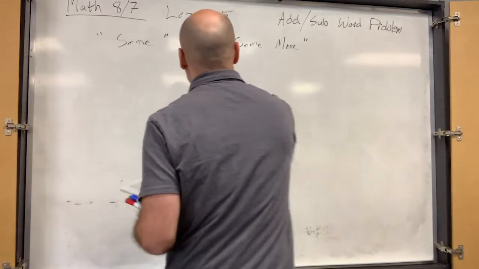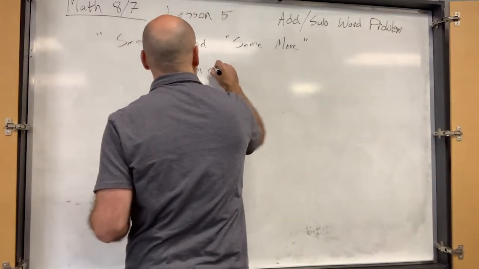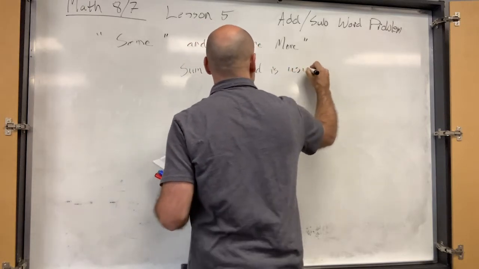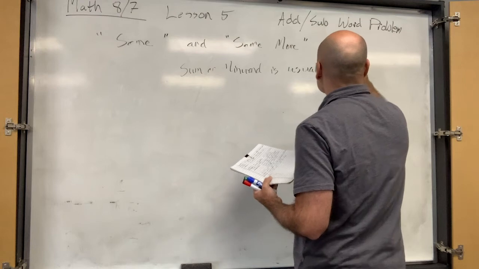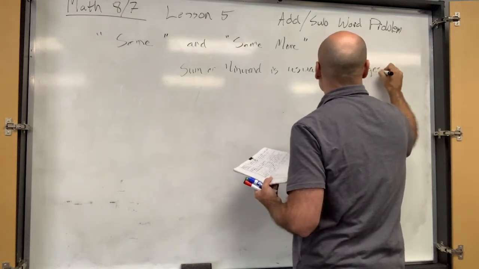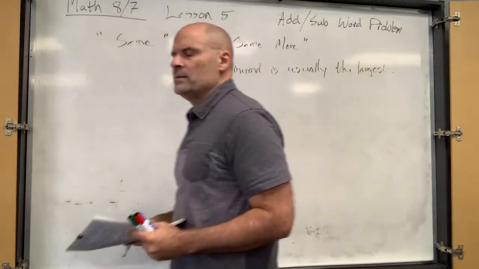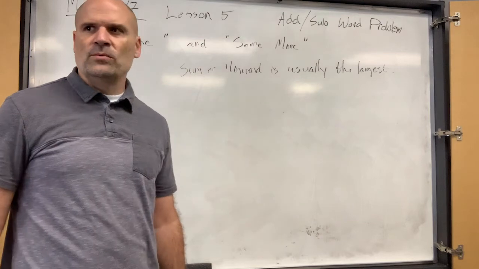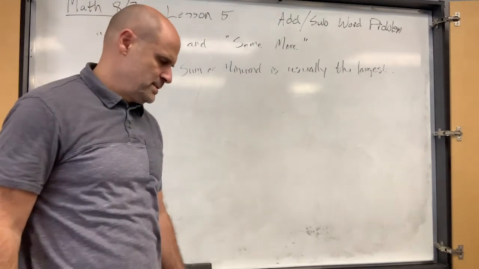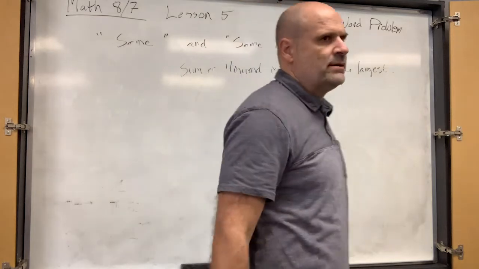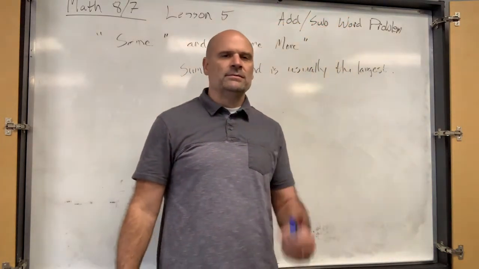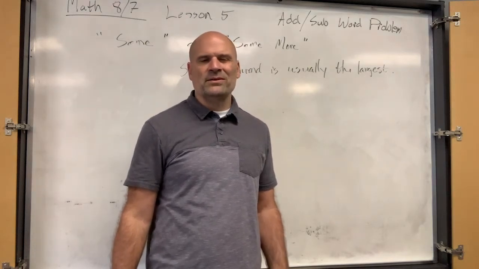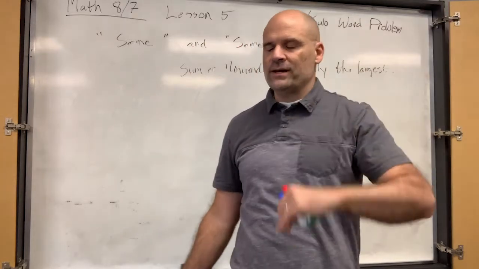But usually the sum or the minuend is usually the largest number. Okay? So for example, if together your ages are 100, what kind of math would that be? Addition, right. Or in this case, you could kind of divide or multiply.